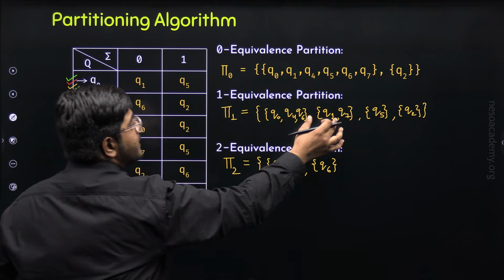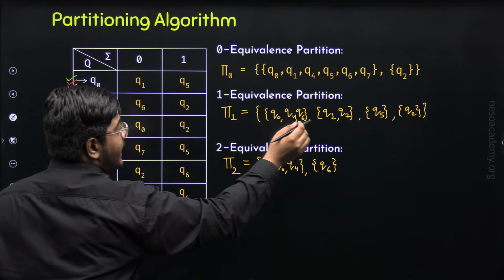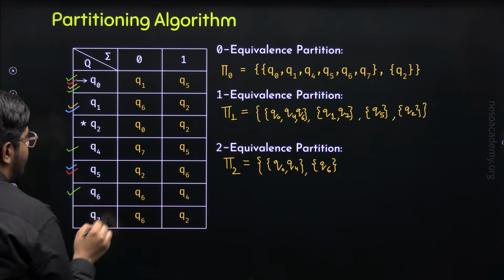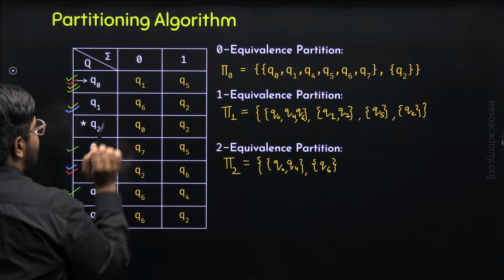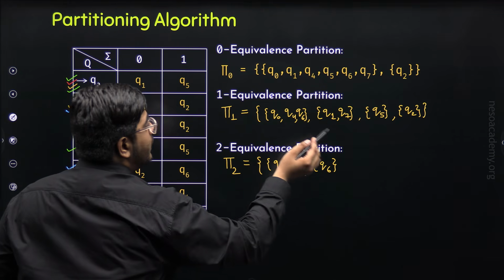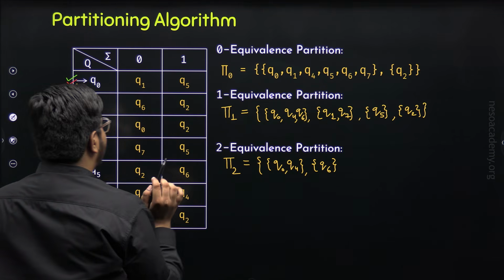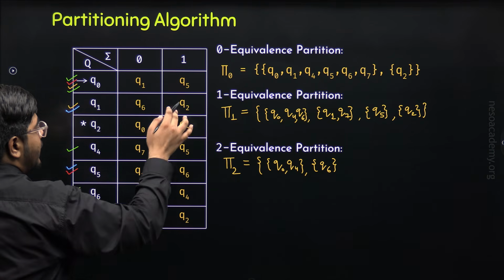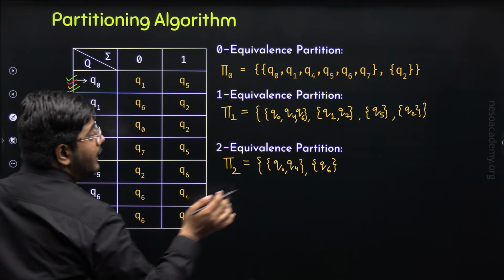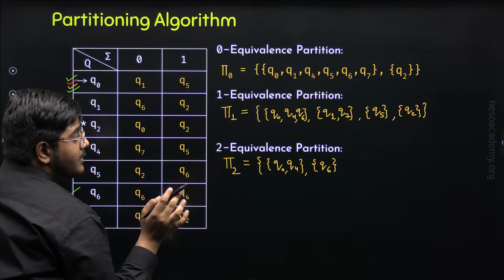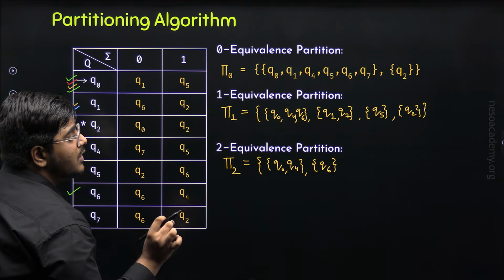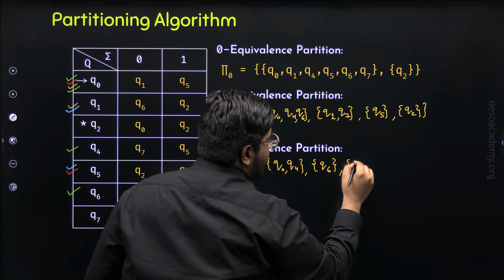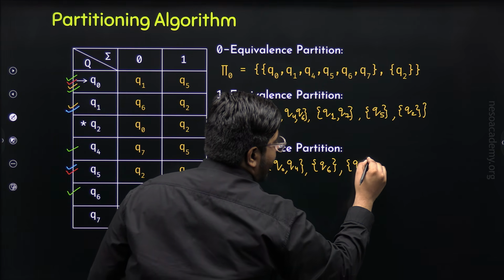Now we need to consider this particular partition containing the states Q1 and Q7. So we are taking Q1 and Q7. On 0, it is giving Q6 and Q6. Q6 and Q6 lie under the same partition. Now for 1, it is giving Q2 and Q2. Q2 and Q2 lie under the same partition, which means Q1 and Q7 are equivalent states. So in the two equivalence also, they will remain together in the same partition.